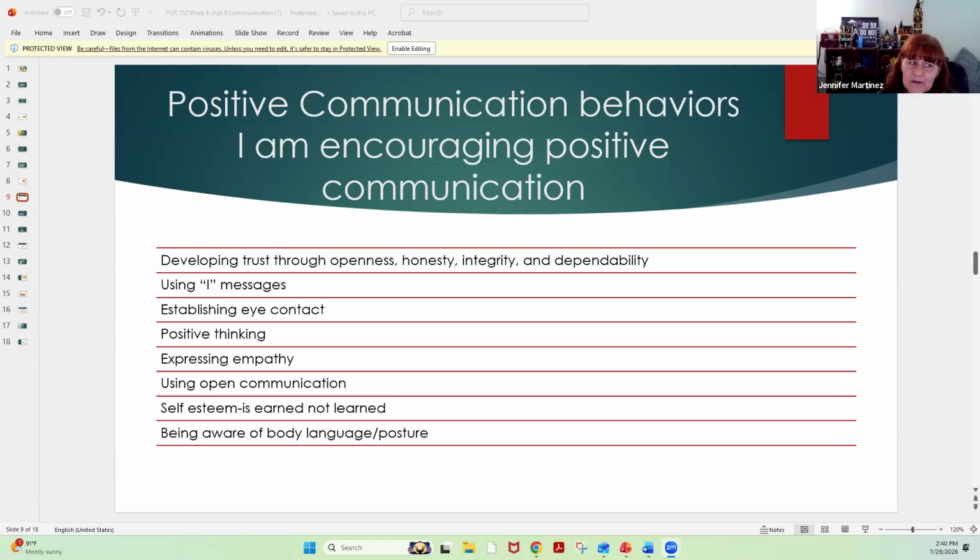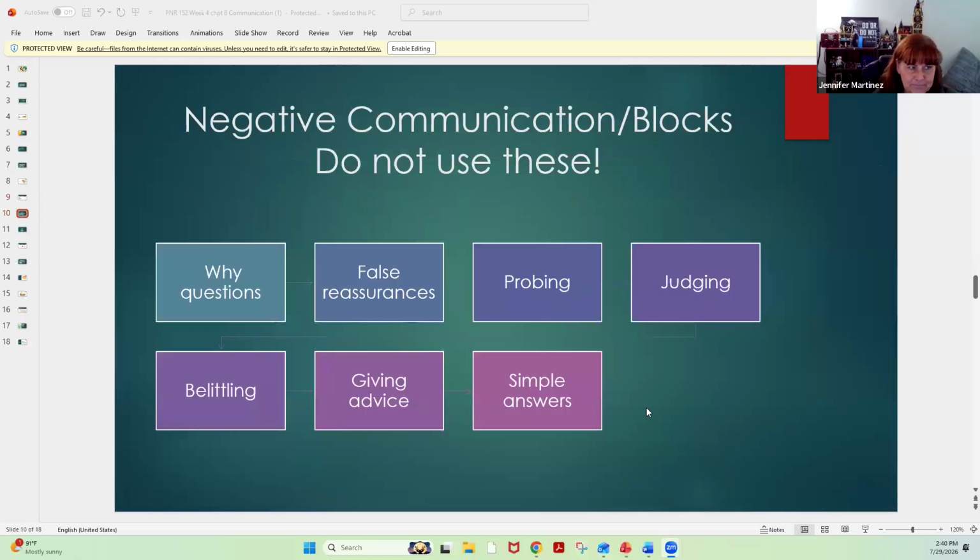And then, of course, that last part of your positive communication is being aware of your body language and your posture. Again, you want to try to be as open with your body posture as possible so that you're showing them that you are really listening to them and that you're not looking at your watch or looking at the clock on the wall or fidgeting, in my case. Try to make sure that you're just really aware of that.